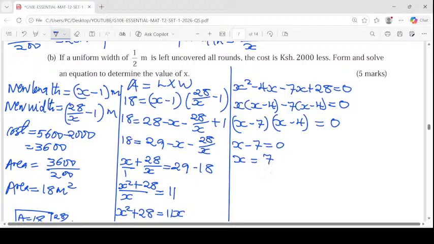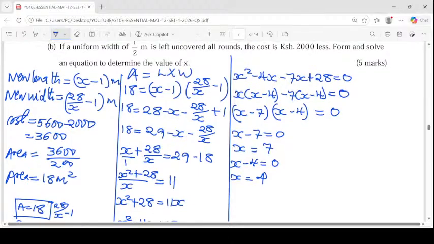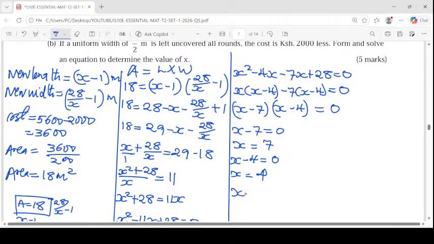In the next case, we are going to have x minus 4 is equivalent to 0, meaning also x can be 4. So I have two values of x. My x can be equivalent to 4 or 7.